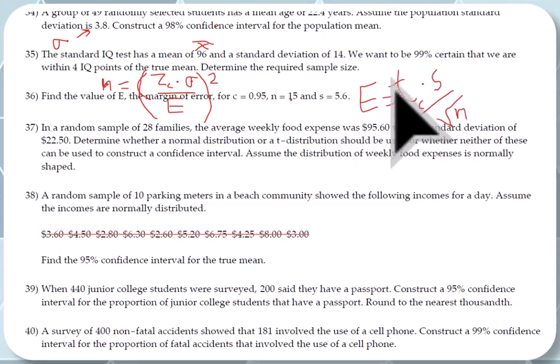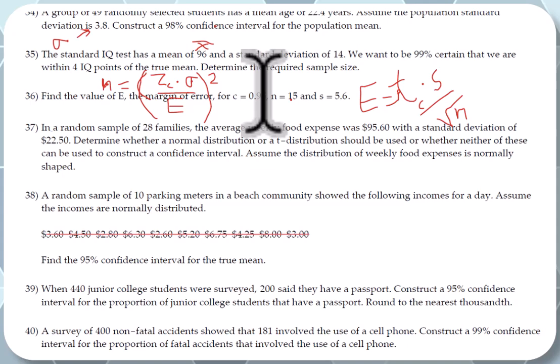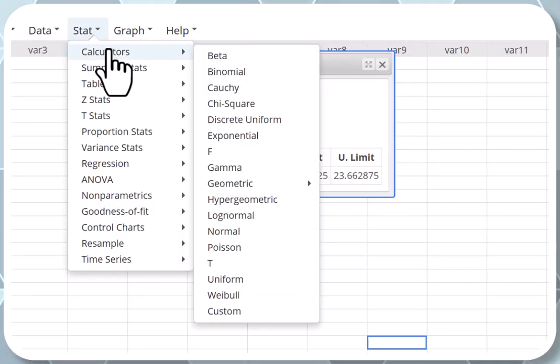And here's how you find it. You can either use the table or you can use the calculator to find TC. What we need from the T calculator to find TC is N and the confidence level. So here's how you do it, guys. Just go Stat, Calculators, T.